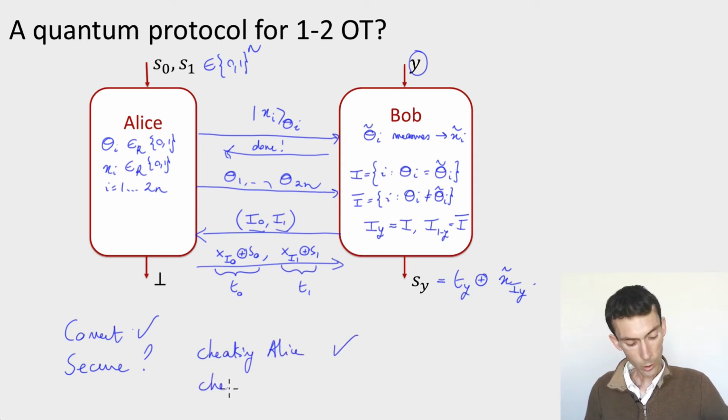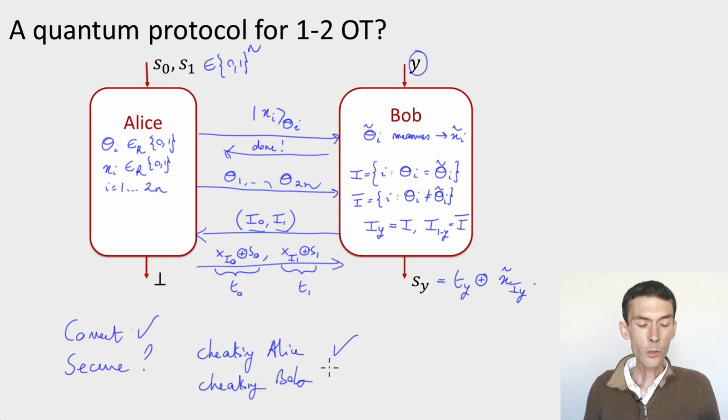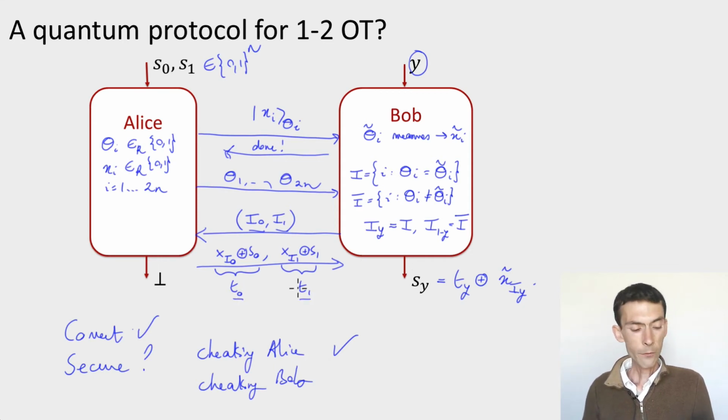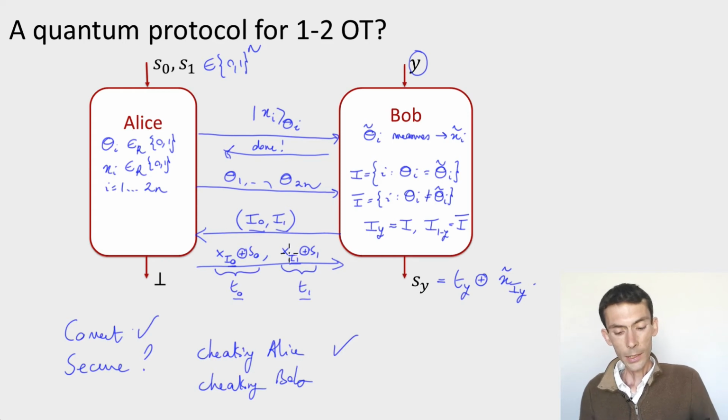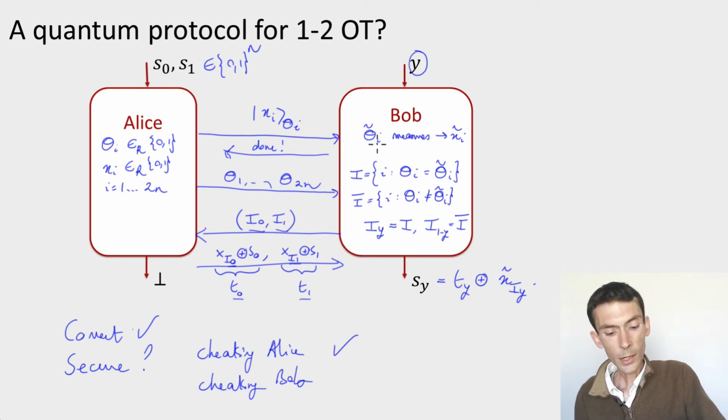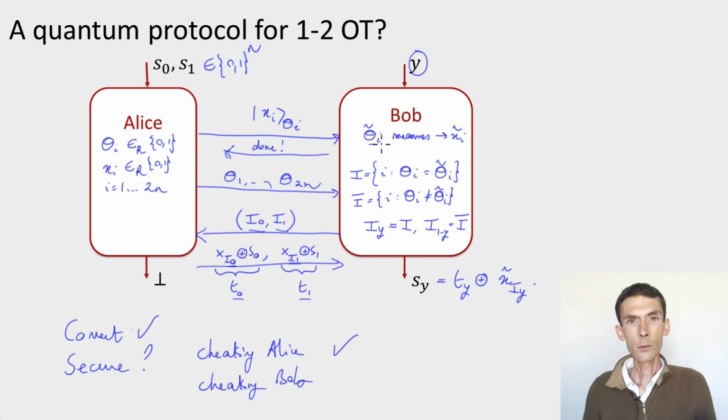Now what about cheating Bob? We don't want Bob to learn more than one of Alice's strings. How would he be able to learn both strings? Well, he'd have to be able to decode from both t_0 and t_1, which means that he'd have to know both Alice's inputs in I_0 and in I_1. In order to do this, he has to have measured using the correct bases both in I_0 and in I_1. Now, if he chooses his bases at random, that's not going to be the case.